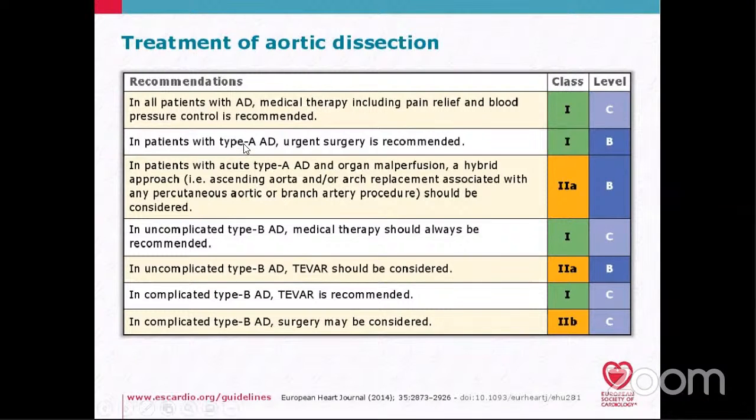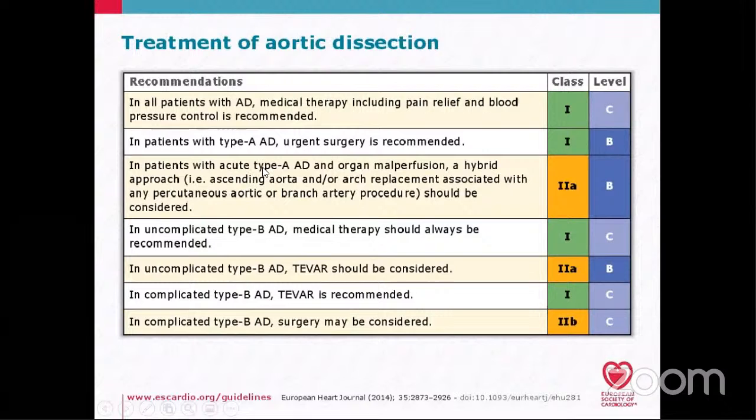In patients with type A aortic dissection, of course, urgent surgery is recommended. And as we usually say, the mortality rate is 50% in the first 48 hours. So it's 1% increasing mortality with every 1 hour that passes since the diagnosis. So this is a fatal disease.